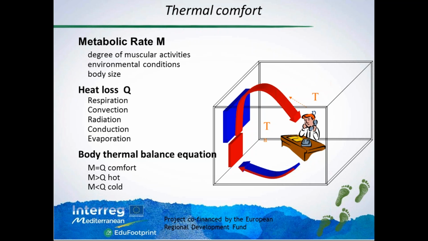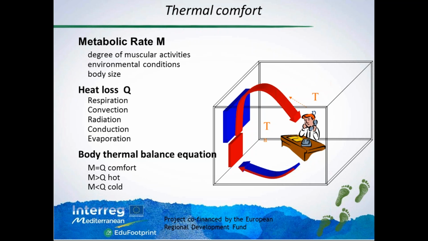If the rate of our losses is the same as our metabolic rate, we are in a quite comfortable situation. If our heat losses are not that much because we are wearing something too big, we feel very hot. And at the opposite, if the heat loss is very high because there is an outer temperature which is very low, and our metabolic rate is not that fast, we feel cold.